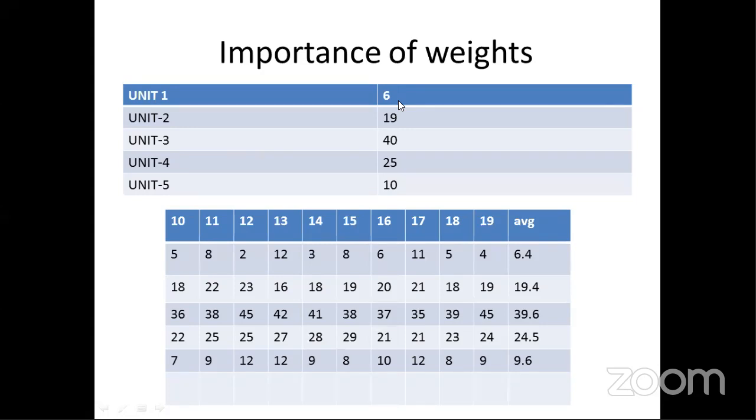Try to understand how to calculate weights. On unit 2, in 2010 there were 18 marks of questions, and in 2011, 22 marks came in unit 2. Taking the average, it is 19.4, so 19. Then unit 3 came as 39.6, so I gave 40. This is how I calculated the weights. This is what I told the student.